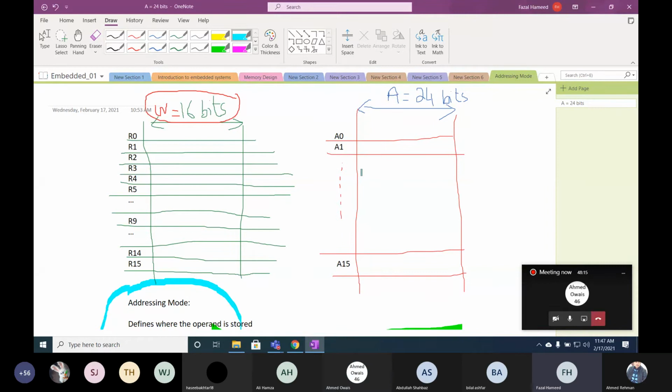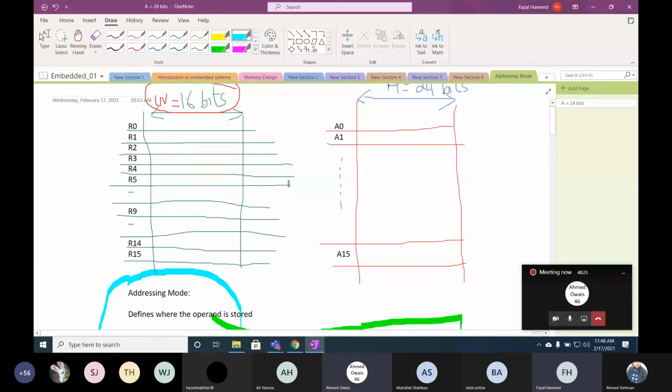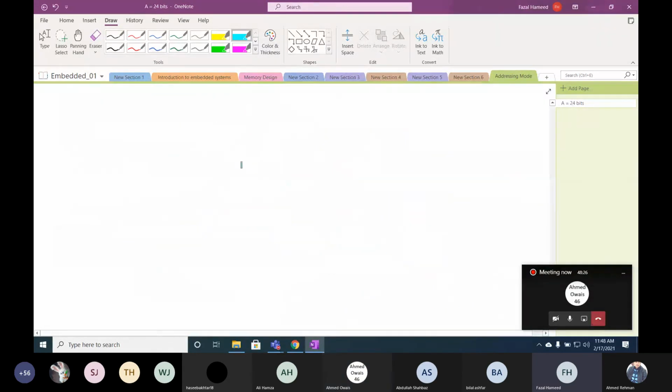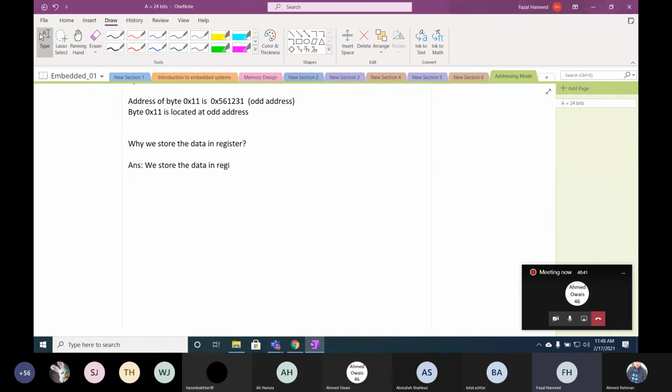Why do we store data in register? हमें रजिस्टर की जरूरत ही नहीं, डायरेक्ट मेमोरी से लें. सर क्योंकि मेमोरी का एक्सेस टाइम बहुत ज्यादा होता है, रजिस्टर फास्ट होता है. Yes, very good, very good. So why do we store the data in register? The answer is that we store the data in register because the register is faster than memory. Okay, memory can store a lot of data.